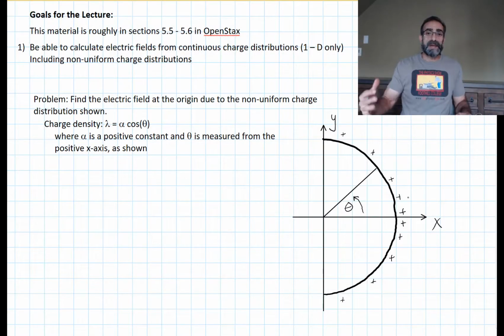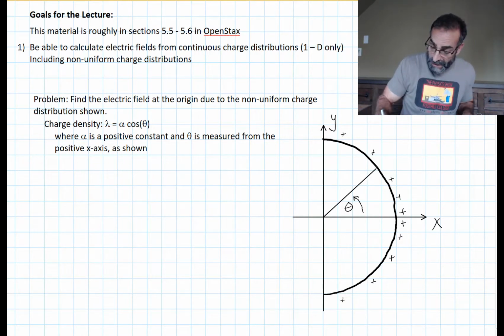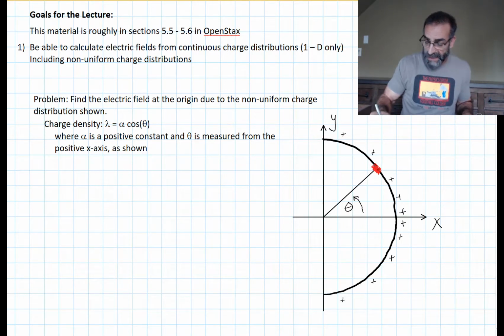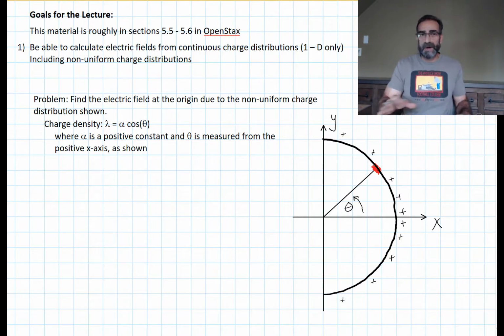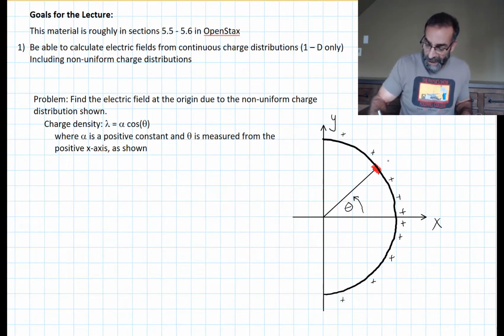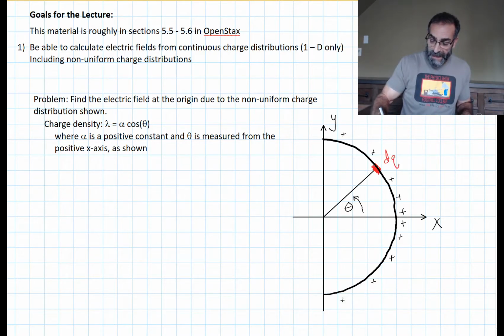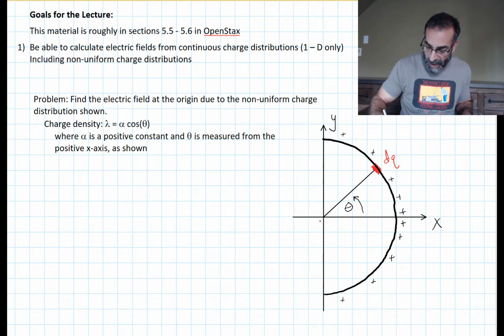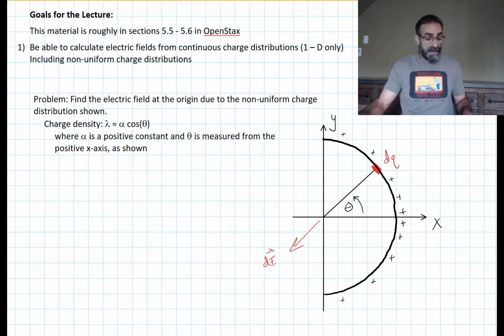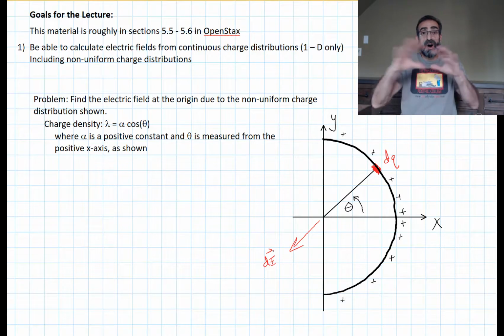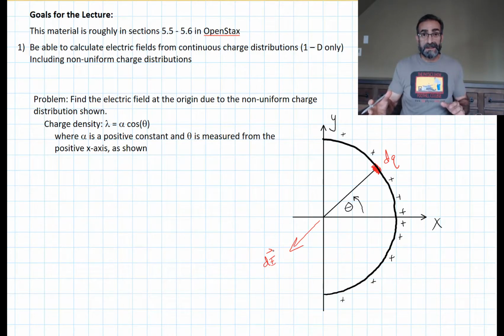Now we do this problem the same way we do all the problems. We're going to pick some little arbitrary chunk. I'm going to pick this little chunk right here. And remember, you don't want to pick a special location like theta equals 0 or theta equals pi over 2. Pick some arbitrary little place, and we'll call that dq. And that is going to produce an electric field at the origin that points away from it because it's a positive charge in this case. And we want to find the total contribution from all the dq's on this rod, all the dq's added together.